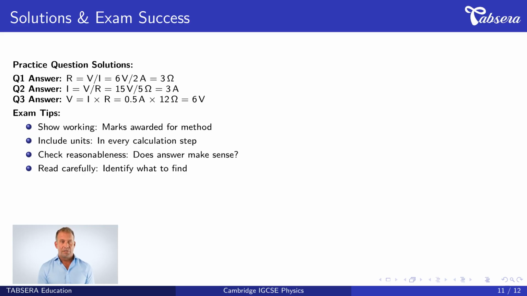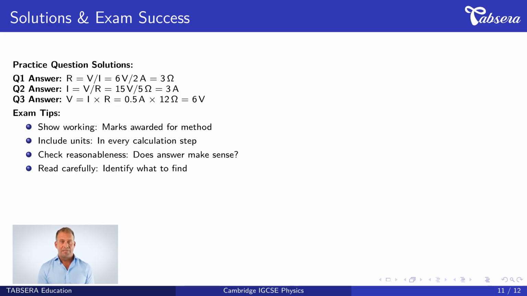Let's review the solutions. For question 1, the answer is R equals V divided by I equals 6 volts divided by 2 amperes equals 3 ohms. This is correct because we applied the resistance formula directly. For question 2, we find I equals V divided by R equals 15 volts divided by 5 ohms equals 3 amperes. We rearranged the formula correctly to solve for current. For question 3, V equals I times R equals 0.5 amperes times 12 ohms equals 6 volts. Notice we used the rearranged formula for voltage.